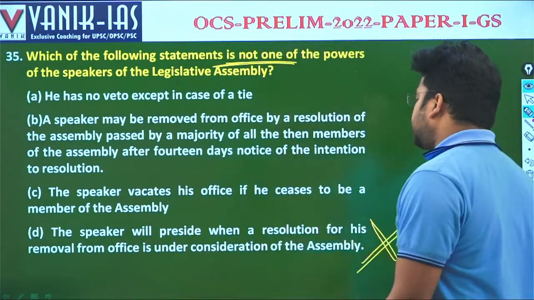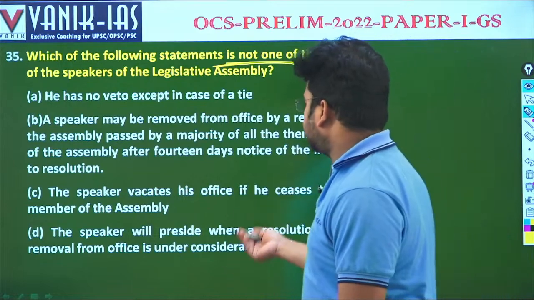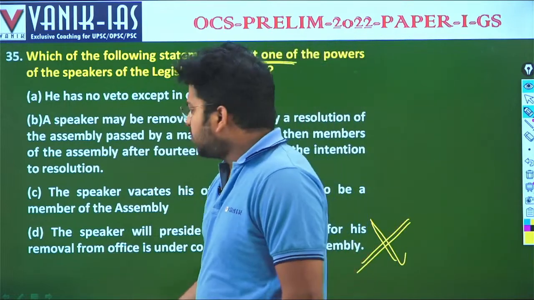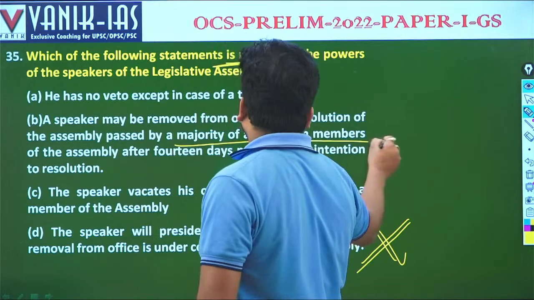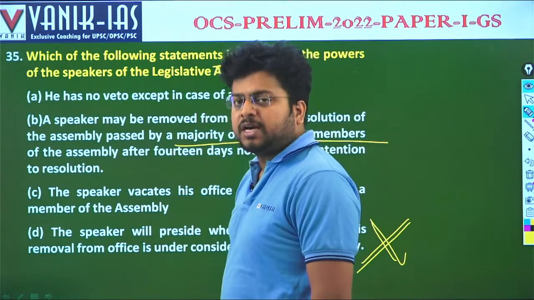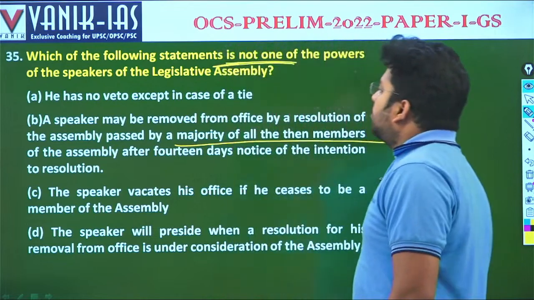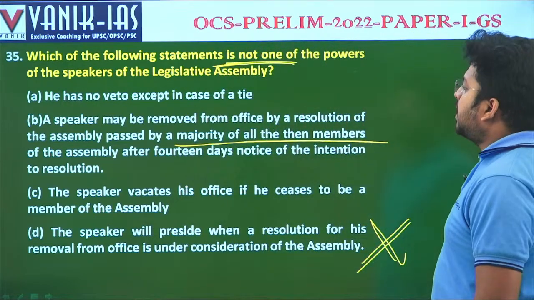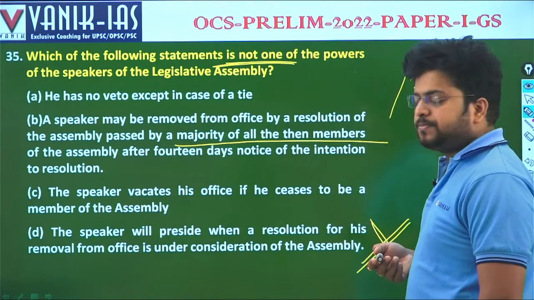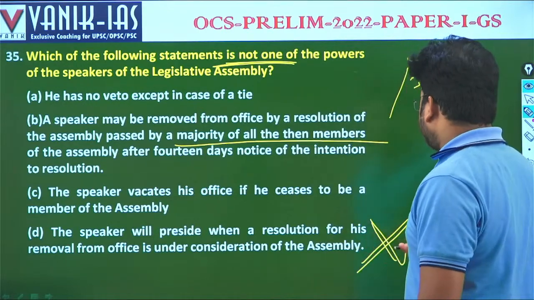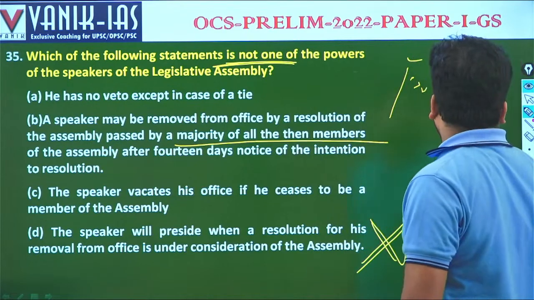The speaker vacates his office obviously when he ceases to be a member of the assembly. Then the speaker must be removed from office by a resolution passed by a majority of the members. That is called an effective majority. Right. He has no veto power except in a tie. That means when there is a tie, then he has the power to vote. So only D is incorrect. So D is the answer.